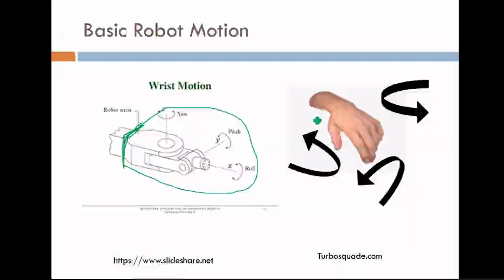Please let us explain with our hand. Please take your left hand and move it in this direction. Which type of motion occurs? Like a yo-yo type of motion. So the z-axis rotary motion is called yaw.